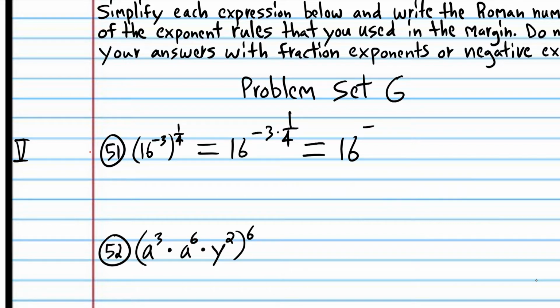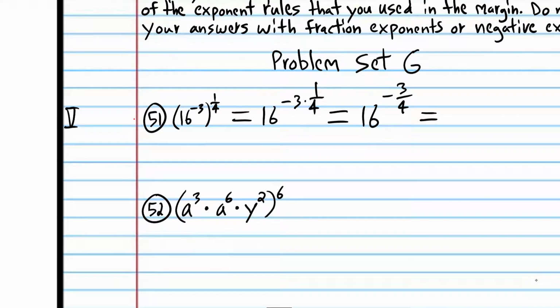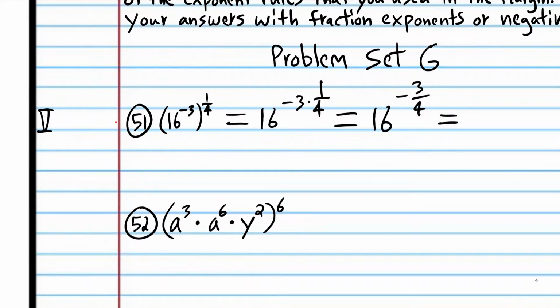So then we end up with 16 to the -3/4. But we have 2 problems. One problem is that we have a negative exponent, and the other problem is we have a fraction exponent. So we have to take care of both those problems. So you might wonder, well, what do we do first? Do we take care of the negative, or do we take care of the fraction? Well, we're going to deal with the negative first. We're going to use rule number 8.